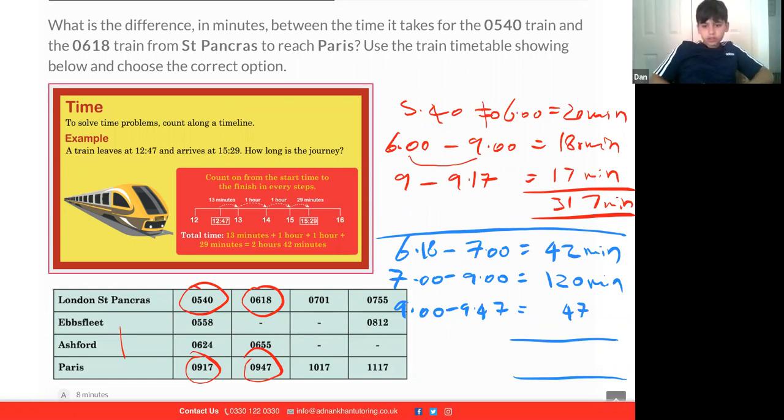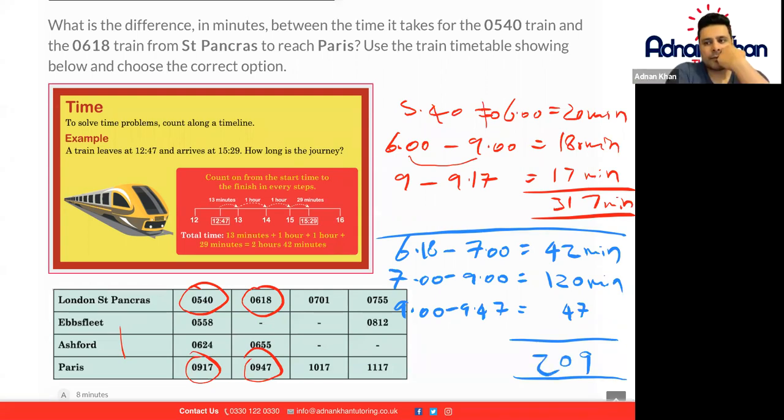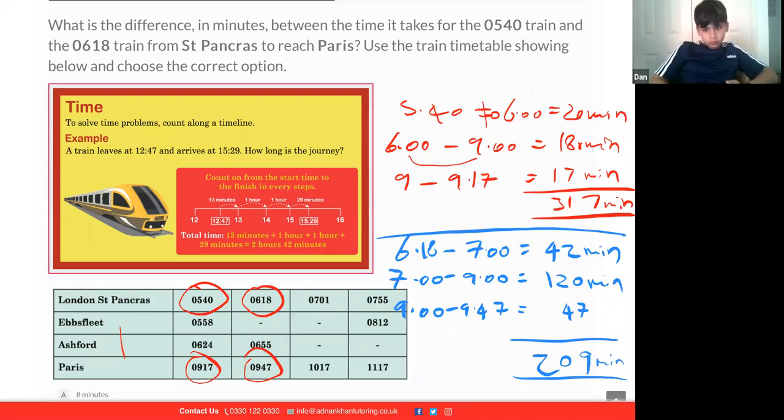2 plus 7 is 9. 4 plus 2 plus 4 is 8. And then 1 would be 189 minutes. 209 minutes, I make it. For the second one, just double check that. I could be wrong. Oh yeah, it's 109. 209 minutes.